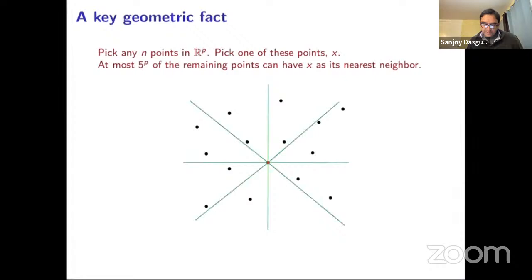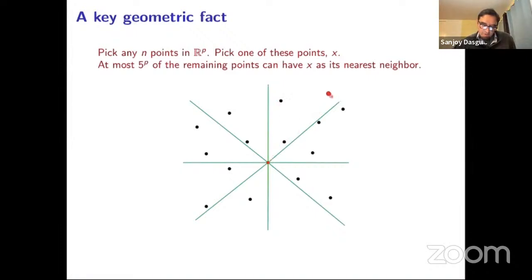The way you show this is you look at cones of a fixed angle, like 30 degrees, subtended at that one point, and let's cover the whole space by these cones. Since the cones have a fixed angle, maybe it has to be 15, I don't remember, the number of cones you need is basically 2 to the d. In this case, it's 5 to the p. That's the number of cones you need to cover the whole space.